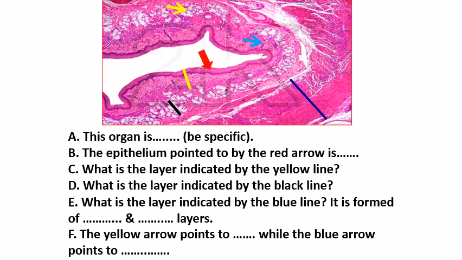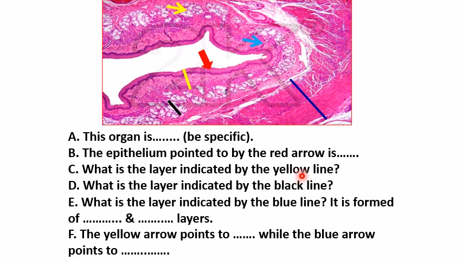Here, dear students, a round structure with a lumen. Look at the epithelium. It is non-keratinized stratified squamous epithelium. So I have esophagus, dog, and cat. Look between the epithelium and the muscle layer. I can see glands. So it is esophagus, dog. Identify the organ and be specific. Esophagus, dog. The epithelium pointed by the red arrow is non-keratinized stratified squamous epithelium.